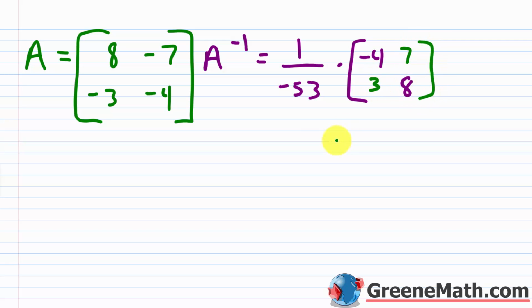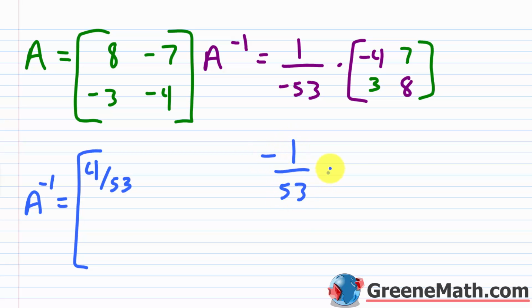From this point, I'm just multiplying a scalar by a matrix, so very, very simple. Let's just do this down here real quick and then we'll replace everything. So -1/53 times -4 would just be 4/53. That's going to be your first entry. So let me erase this and I'll put this over here. 4/53. We slide that down because we're going to need some room. So A inverse is going to be equal to this. Then the next one is -1/53 times 3.